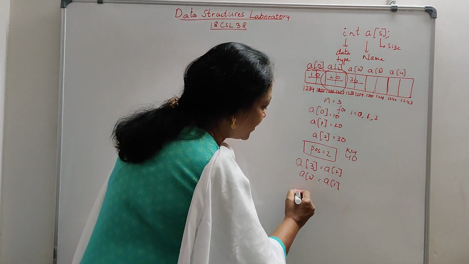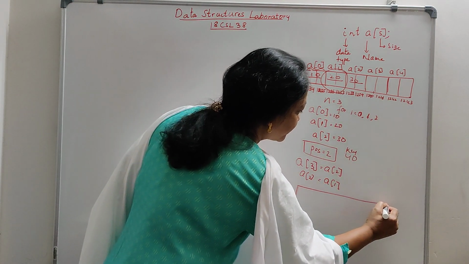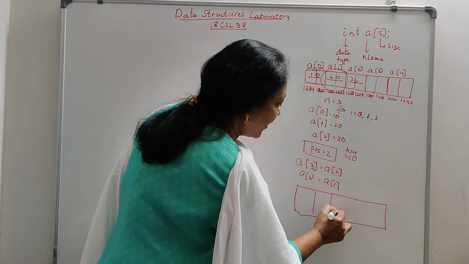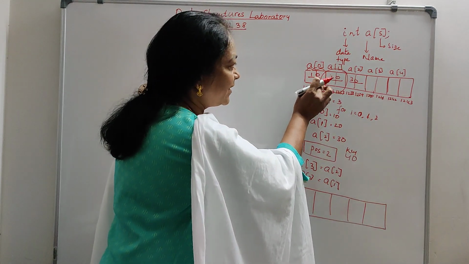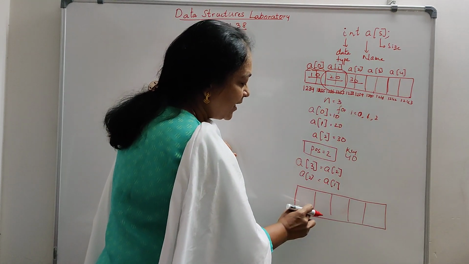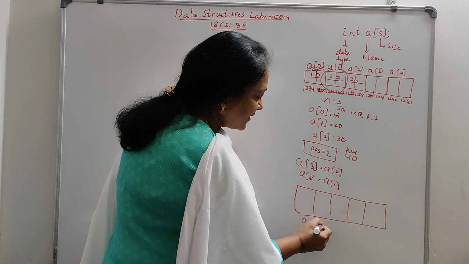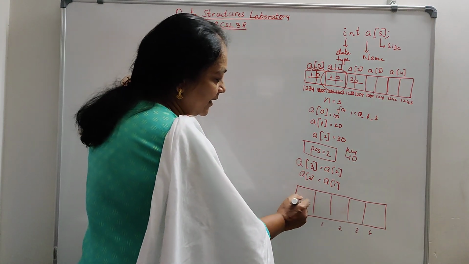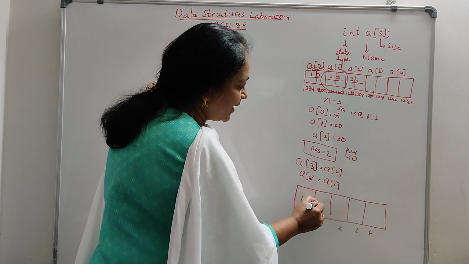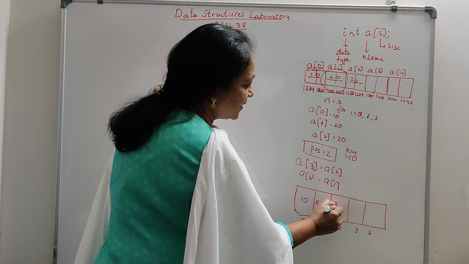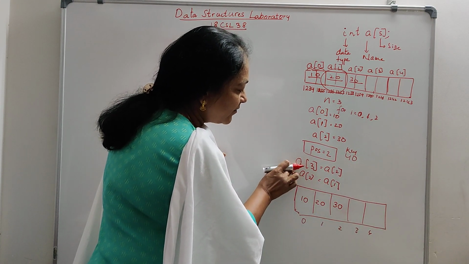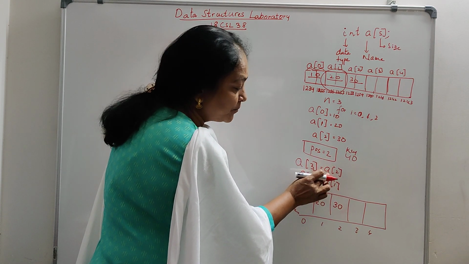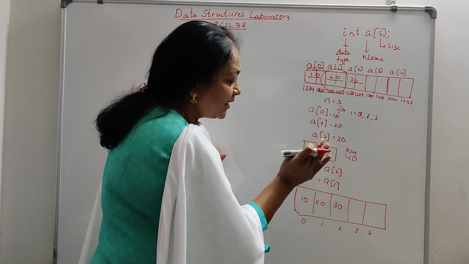Let me draw this again and show. Now I'm just considering only 5 positions, not showing the 2 bytes. I'm just showing the index here and the elements here. So earlier I had 10, 20 and 30 here. Now what I have done is I had copied whatever is there in a of 2 into a of 3.